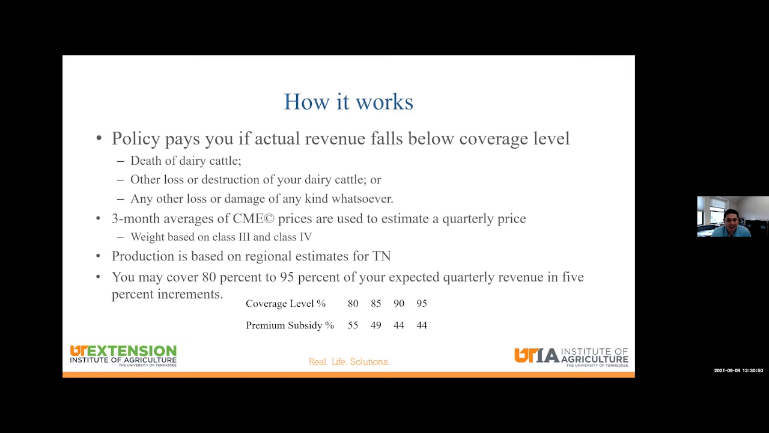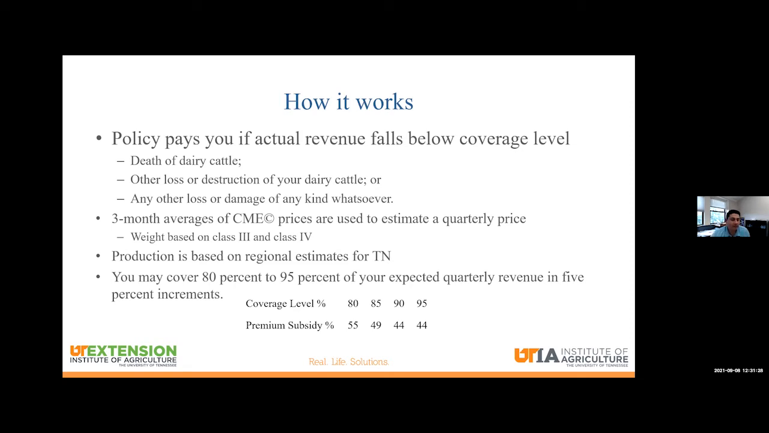But how it works is that it uses 3-month averages of CME prices, and they're used to estimate on a quarterly price basis. It's the weighted base of class 3 and class 4, and its production is based on regional estimates for Tennessee here. In some states it could be by state basis, but for us it's regional. A producer may cover 80% to 95% of their expected quarterly revenue in 5% increments. So I have the coverage level there in terms of percentage, 80 up to 95, and the premium subsidy associated with those coverage levels.